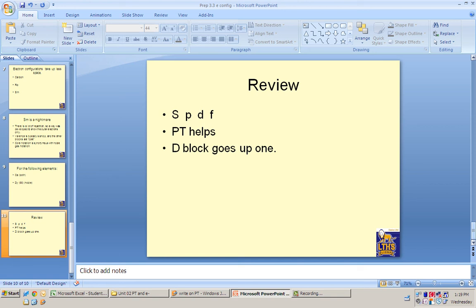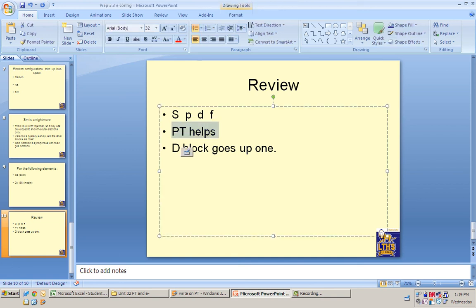Review. Hey, we're reviewing. So, the blocks are S, P, D, F. The periodic table helps. The D block goes up 1, and the F block goes up 2. So don't forget your blocks.